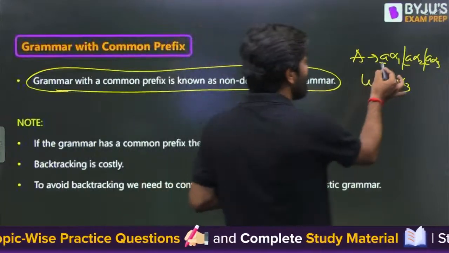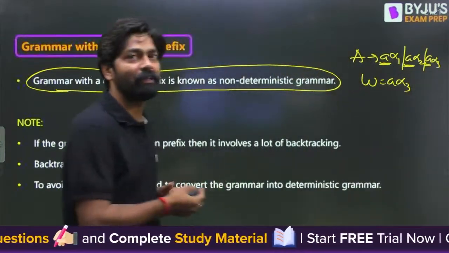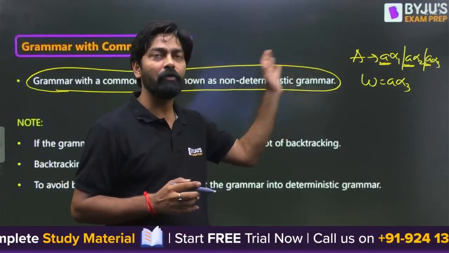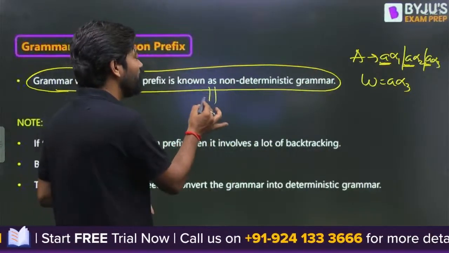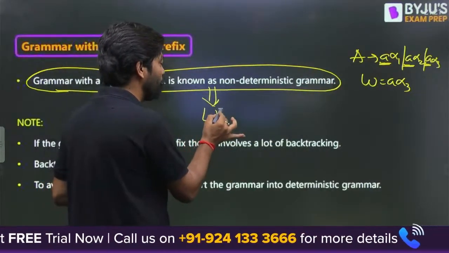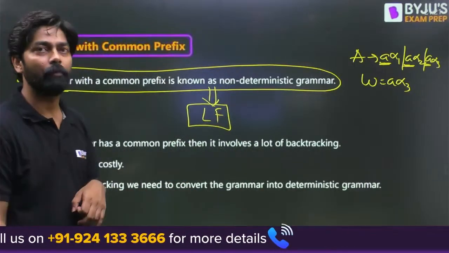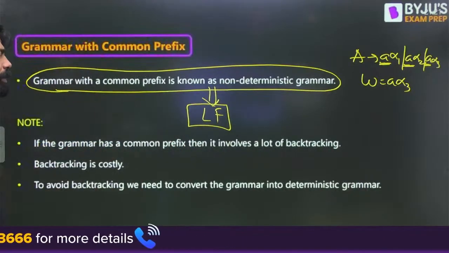So see clearly, here we have a problem. Problem of what? Same prefix in every production. This problem is nothing but a non-deterministic grammar. You can say common prefix problem. So you can solve it by making your grammar left factored. Your grammar should be left factored. How can you make it left factored?